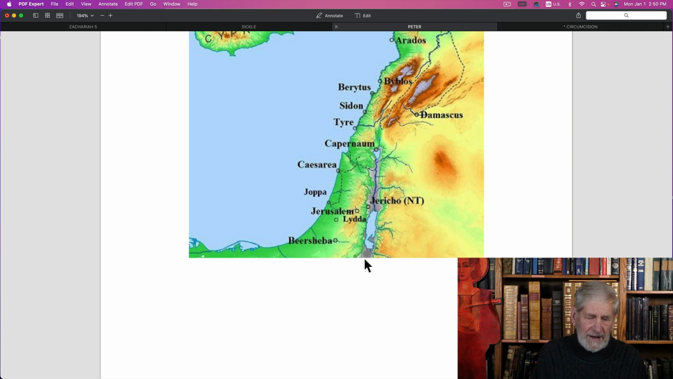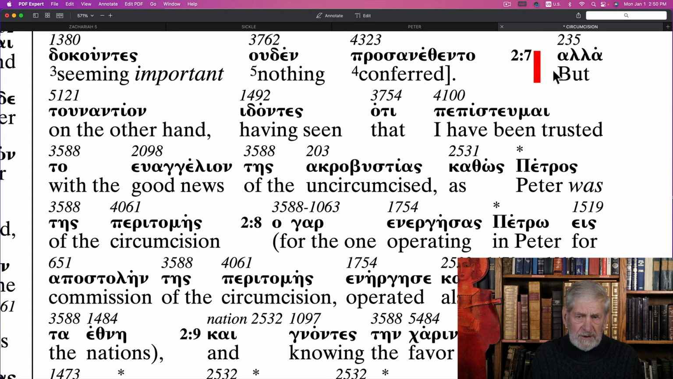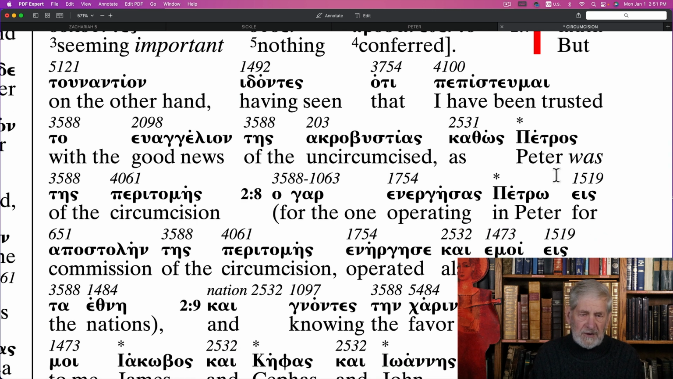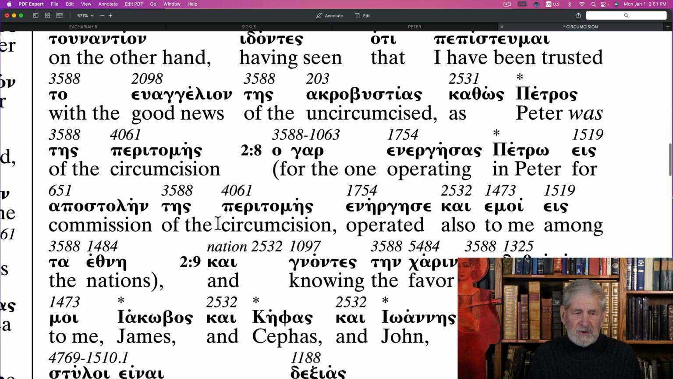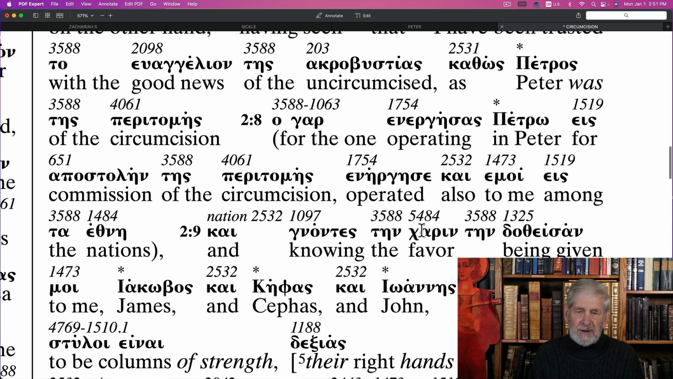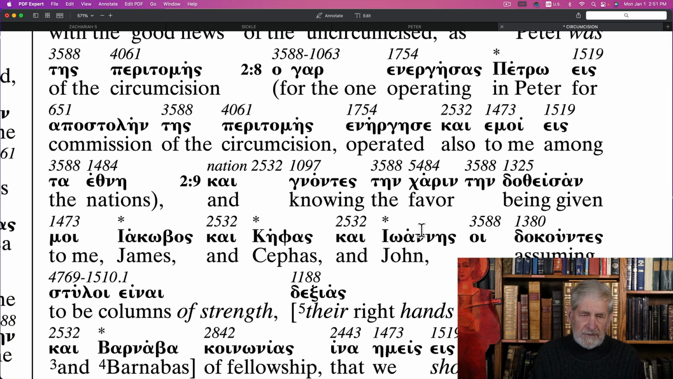Paul writes about that, and he explains what Peter is doing with the people of the circumcision, the Jews. It says, but on the other hand, having seen that I have been trusted with the good news of the uncircumcised and nations, as Peter was of the circumcision, the Jews. For the one operating in Peter for commission of the circumcision operated also to me among the nations.